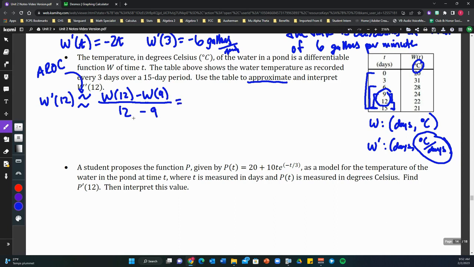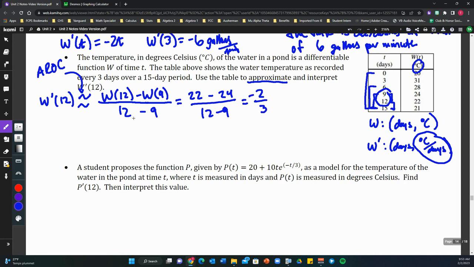Again, just slope formula. So rather than plugging them into an equation, we're just picking out values from the table. So we have 22 according to the chart when t is 12, and when t is 9, we have 24, over 12 minus 9. So we get -2/3.